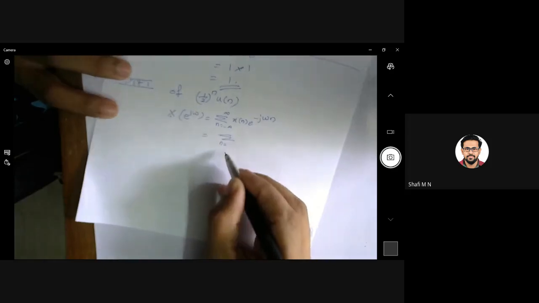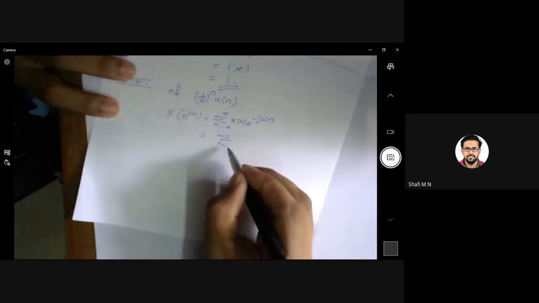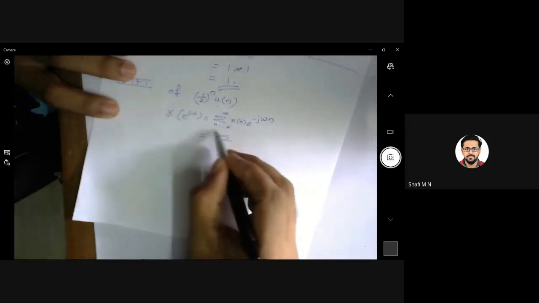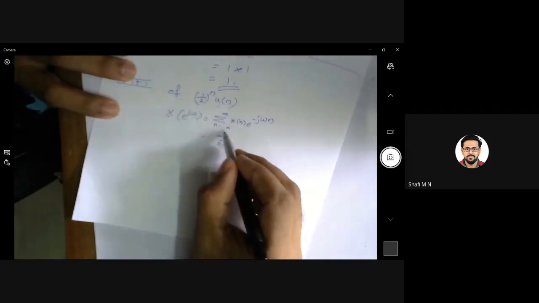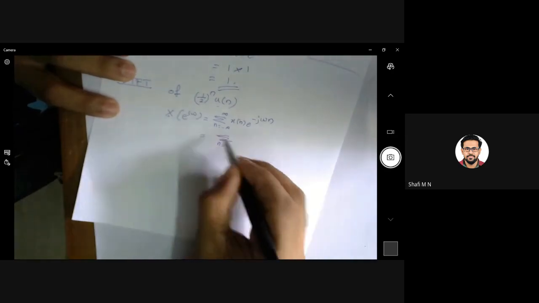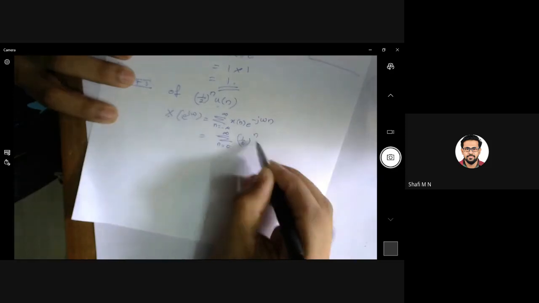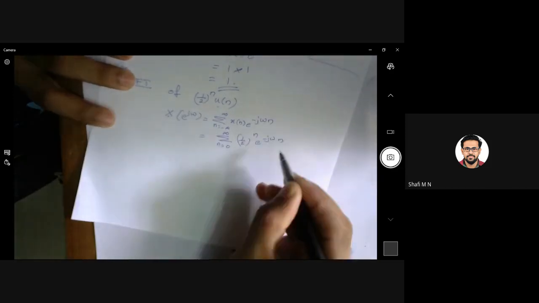I'm not writing all the steps in detail. I'm cut shorting the steps. Hope you are fine with this. Since I have u of n, I'm not having a negative side for n. I don't want to worry about that. That will become 0. So n is 0 to infinity, 1 by 2 all raised to n e raised to minus j omega n, right?